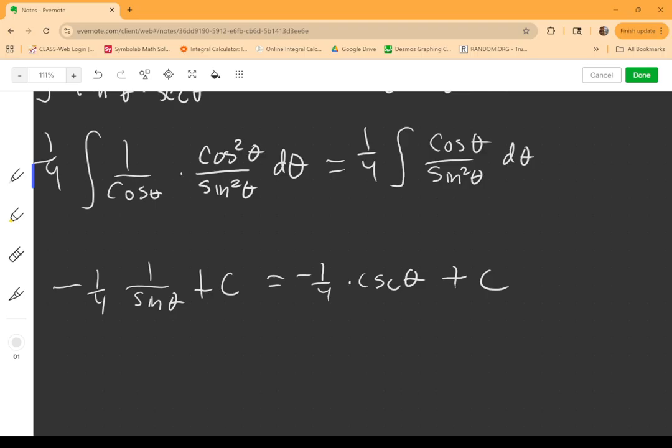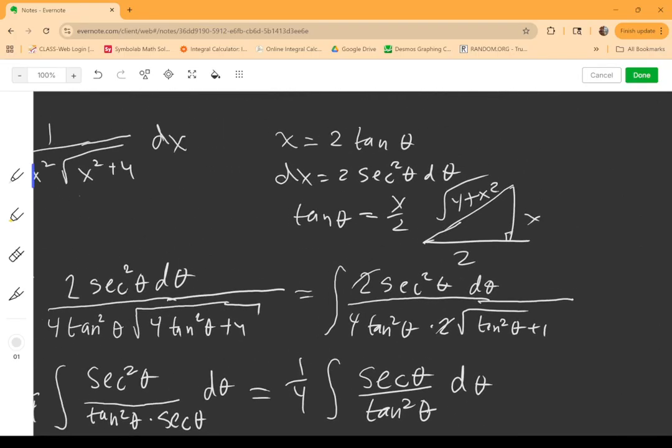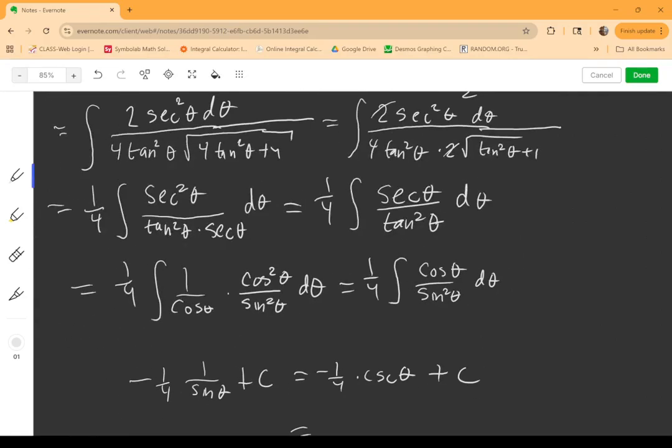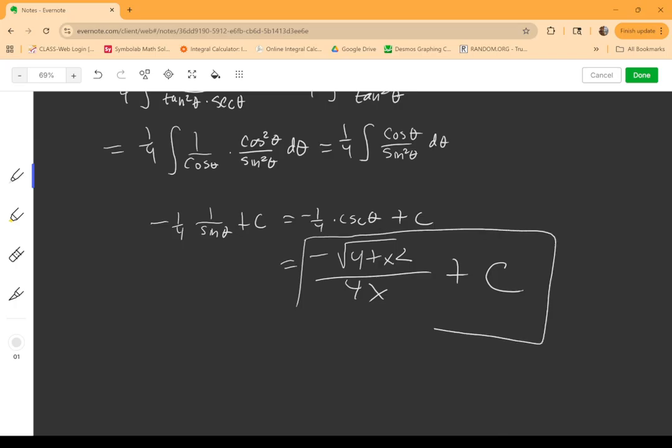Once we're here, we're not done yet. We're almost done. We're one last step away: change the theta, convert it to x. There should be no more thetas in your final solution. For that, we look to our triangle. Cosecant theta is the hypotenuse over the opposite, so root 4 plus x squared over x. And don't forget the negative. There we go. That's how we arrive at our result here.